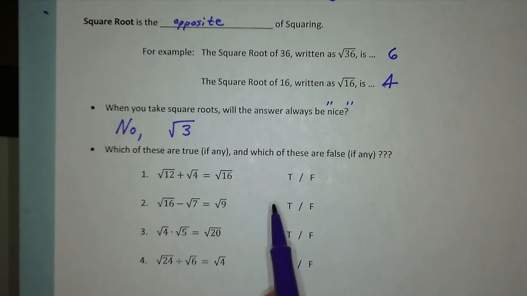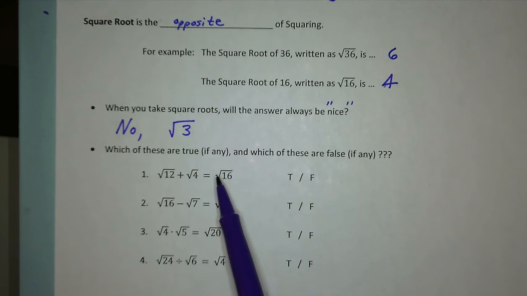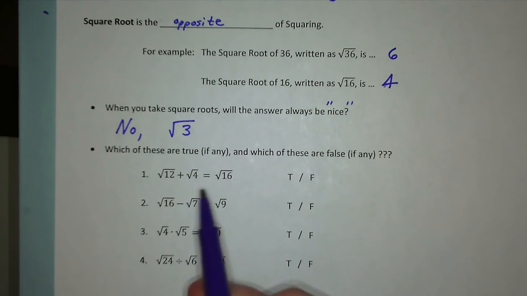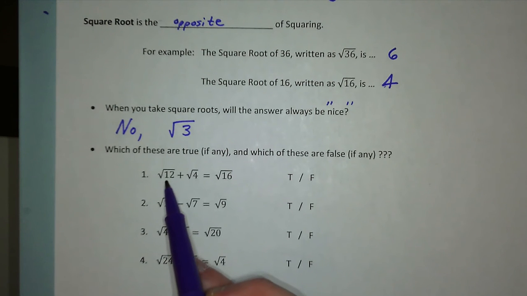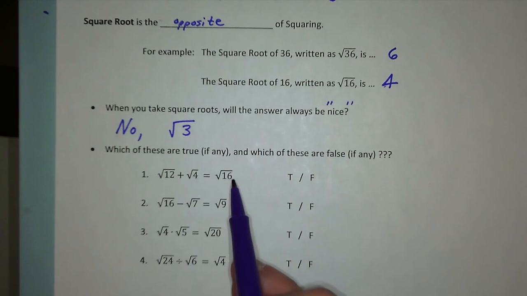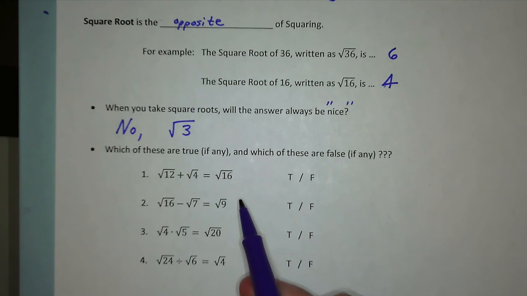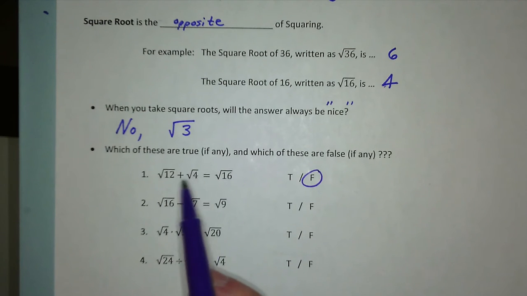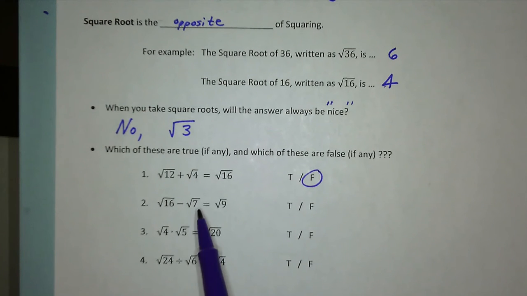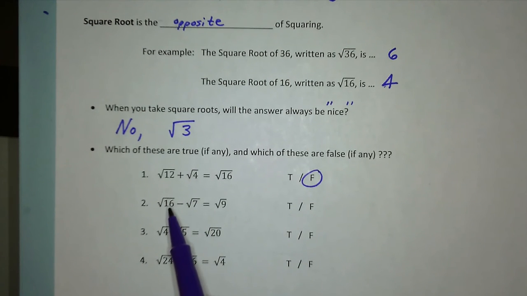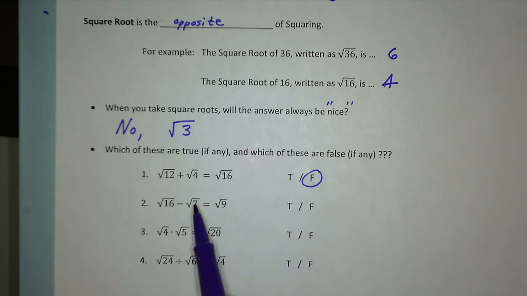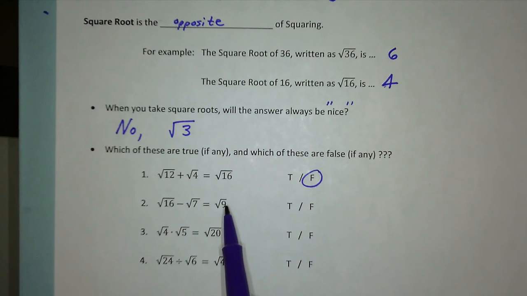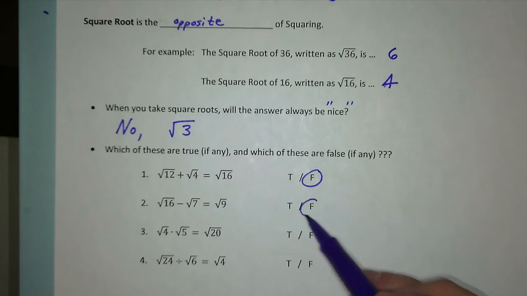So here are some questions. Do you know this about square roots? Can you say that the square root of 12 plus the square root of 4 actually equals the square root of 16? Is that true? Do square roots work that way? No, they do not. You cannot add square roots together. Likewise, you can't subtract square roots. The square root of 16 minus the square root of 7, can you say that that equals the square root of 9? Do square roots work that way? No, that's false.